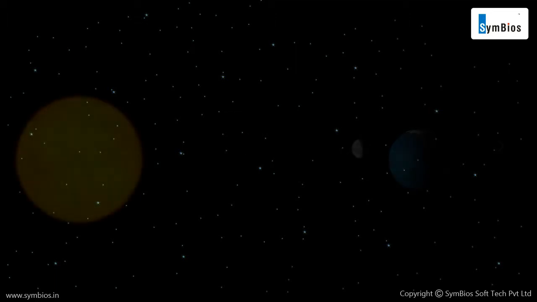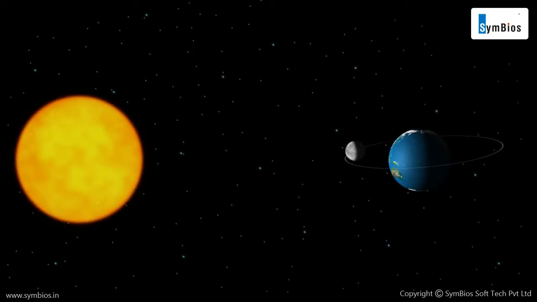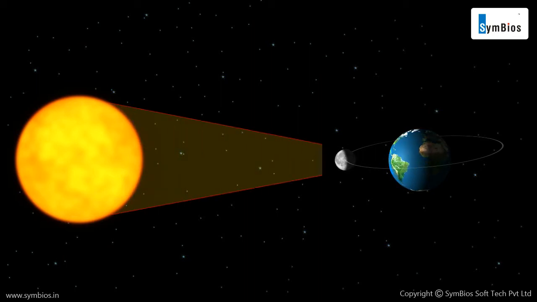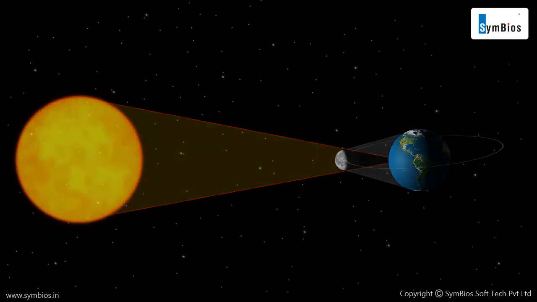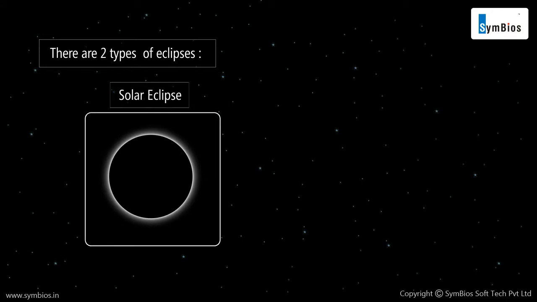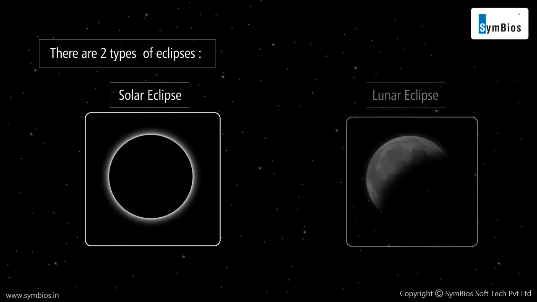An eclipse occurs when one object comes between the source of light and another object. For example, when the moon comes between the sun and the earth, it obstructs sunlight and a shadow of the moon is created on earth. There are two types of eclipses: solar eclipse, lunar eclipse.